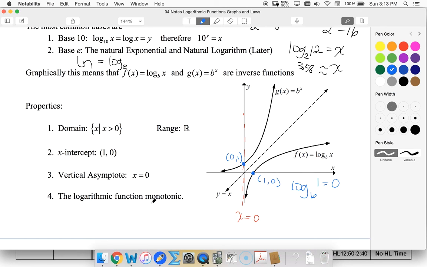Our logarithmic function is monotonic increasing. We're always going up, although as x gets greater, we go up more slowly.